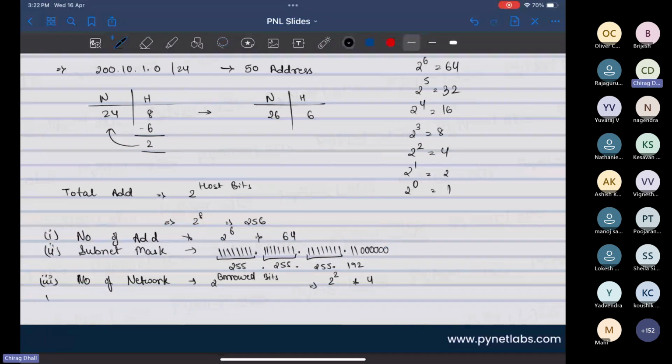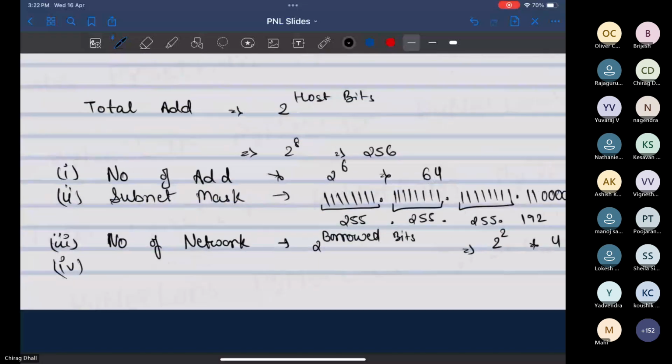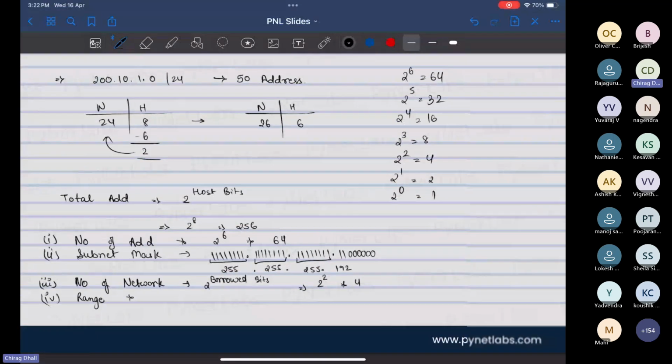The last thing to calculate is the range of IP addresses. Can I say my IP will begin from the very first IP, which is 210.1.0? That's going to be my first IP, right? So 210.1.0. I need to calculate 64 addresses in my network. So 210.1.0 is the first IP. Now let me know, what do you think will be the last IP if there are 64 IPs in my network?